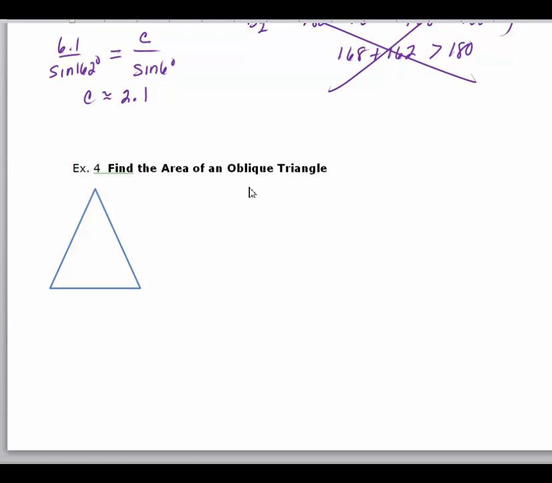In example 4, we're going to derive the formula for finding the area of an oblique triangle. We start with an oblique triangle, a triangle that does not have a right angle. We draw a perpendicular line, or an altitude, and actually let's label this A, B, C. Drop our altitude down from B to the base, which is a right angle. And this is also called the height, or H.